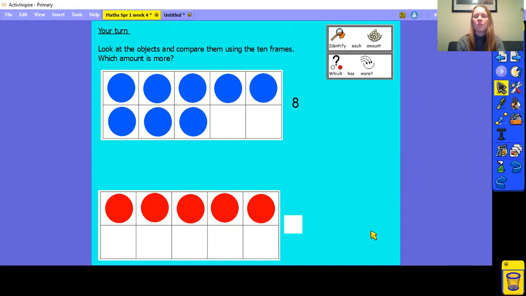How many red counters can you see on the bottom 10 frame? That's right, the top row is full, so we know it's 5. We don't need to count them. Which amount is more? If you said that 8 is more than 5, you're right. Well done.